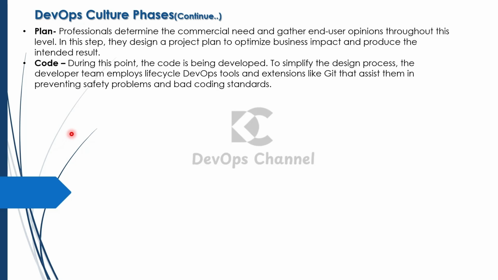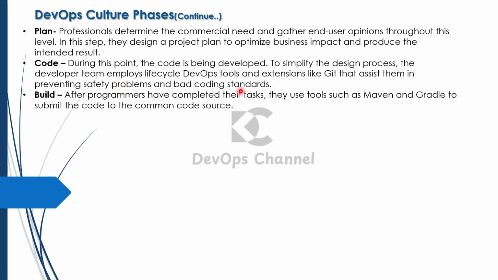Here the developer subteams come into play. During this point, the code is being developed. To simplify the design process, the developer team deploys lifecycle DevOps tools and extensions like Git that assist them in preventing safety problems and bad coding standards.